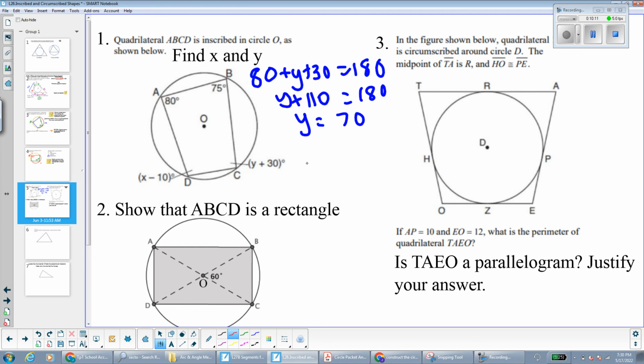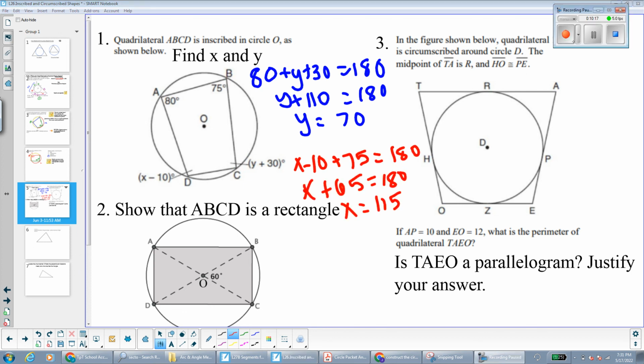I can also say that x minus 10 plus 75, the other opposite angles, are equal to 180. And when you solve that equation, we get 115. And we can just double check really quickly. If I plug in y, that's 70 plus 30, that's 100. And 100 plus 80 is 180. Should be the same thing if I plug in 115 for x. If I evaluate what angle D is and I add it to angle B, I should get 180.